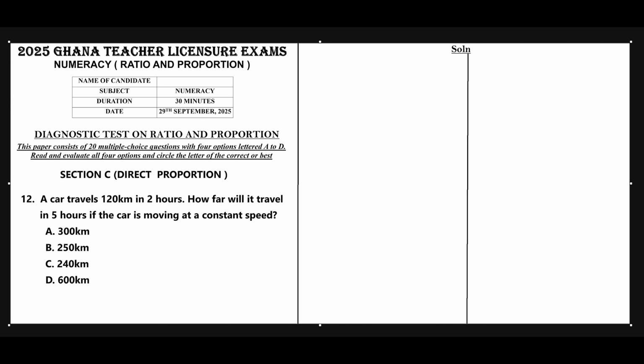Question 12. A car travels 120 kilometers in 2 hours. How far will it travel in 5 hours if the car is moving at a constant speed? So let's identify the quantities given in the question. So we have 120 kilometers in 2 hours, meaning that we have distance and time. So these are the two main quantities given in the question, distance and time.